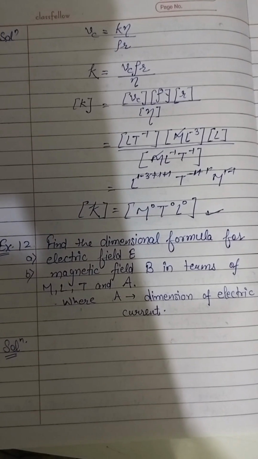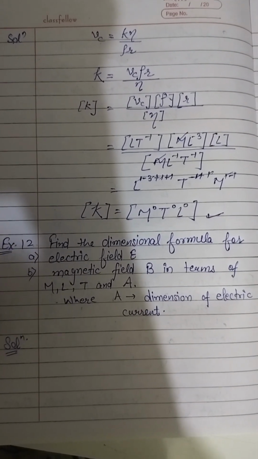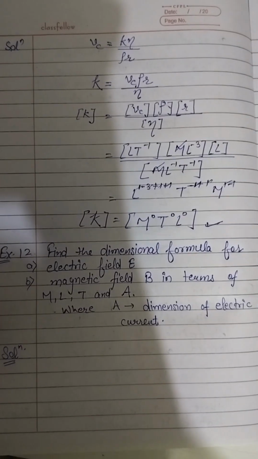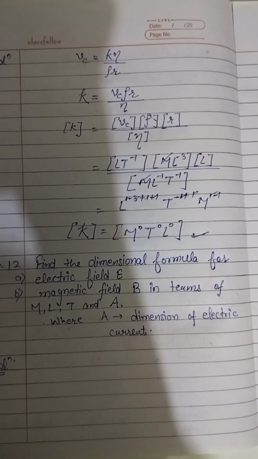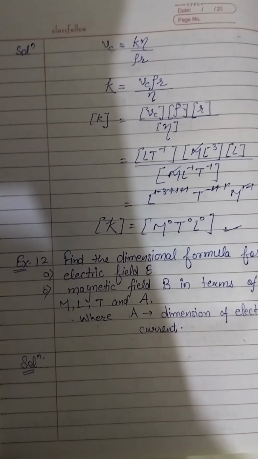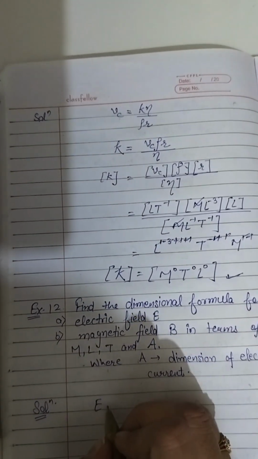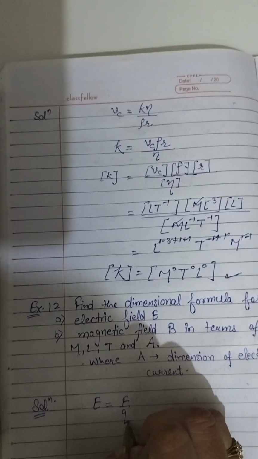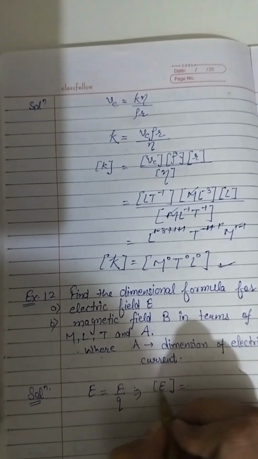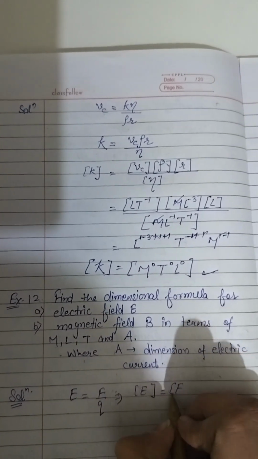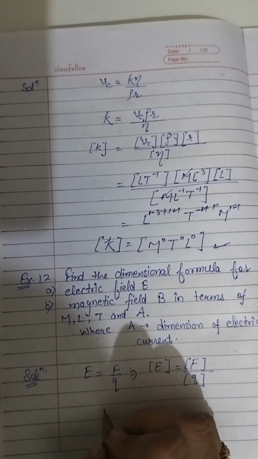Next example is example number 12. Find the dimensional formula for electric field E and magnetic field B in terms of M, L, T and A, where A is given as the dimension of electric current, or we can say that A belongs to ampere. The solution is here. We know the formula of electric field, that is equal to force per unit charge. So this implies we can write it in the dimension form. Then the value of E is equal to F upon Q.